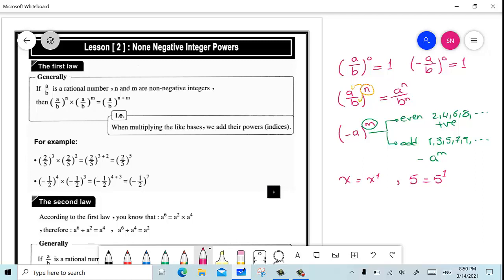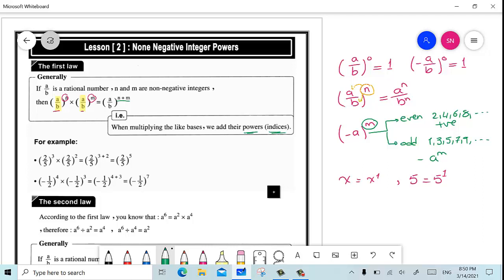Lesson number 2, we are going now to remember two rules that we have taken before in primary 6 and we are going to use. We said before that if I have (a over b) all raised to the power of n times (a over b) all raised to the power of m, now I have the same base. A over b and a over b are both the same base because they are the same number. How can I find their multiplication? Simply, it's a over b to the power of n plus m. When multiplying like bases, we add their powers or their indices.